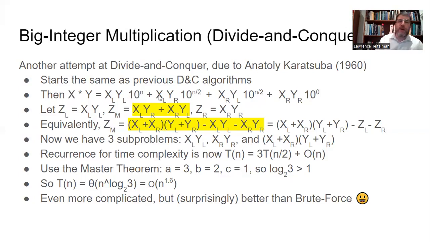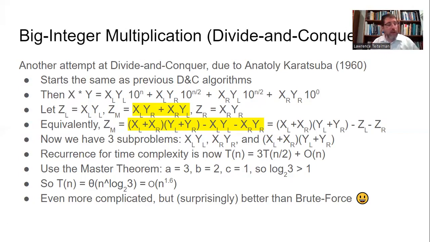So by being very clever, right, this is not something you or I would necessarily figure out on our own, he figured out that we can think of these 4 subproblems as 3 subproblems. And now we go back to the same recurrence from before, and we say, let's replace the 4 with the 3. So now we have A equals 3, B equals 2, C equals 1. We use the same case of the master theorem: n to the log 2 of 3, which is approximately n to the 1.6. Okay, so that is pretty remarkable.